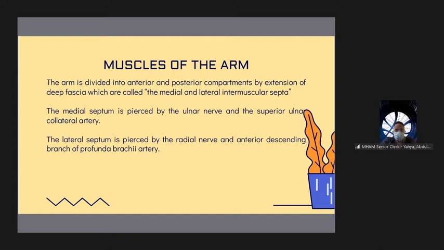Also, they are well defined only in the lower half of the arm and are attached to the medial and lateral borders and supracondylar ridges of the humerus. The medial septum is pierced by the ulnar nerve and the superior ulnar collateral artery. However, the lateral septum is pierced by the radial nerve and the anterior descending branch of the profunda brachii artery. Next slide, please.